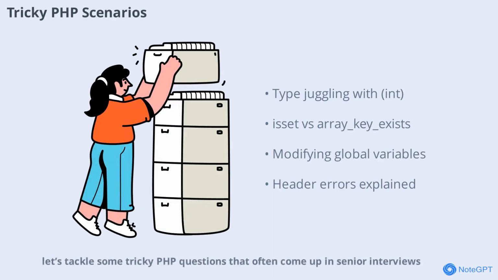Now let's tackle some tricky PHP questions that often come up in senior interviews. For instance, what happens when you echo (int)"10 ABC"? PHP outputs 10, reading the numeric part first, just like spotting a house number in a long address.